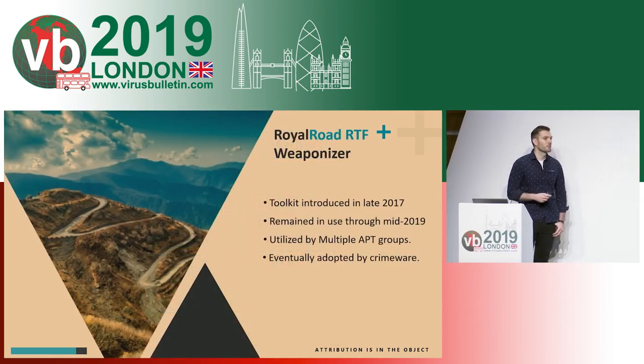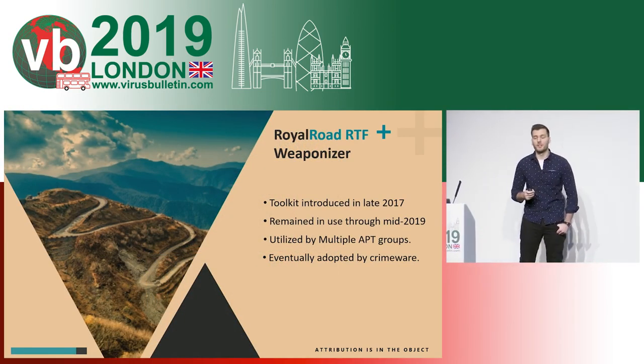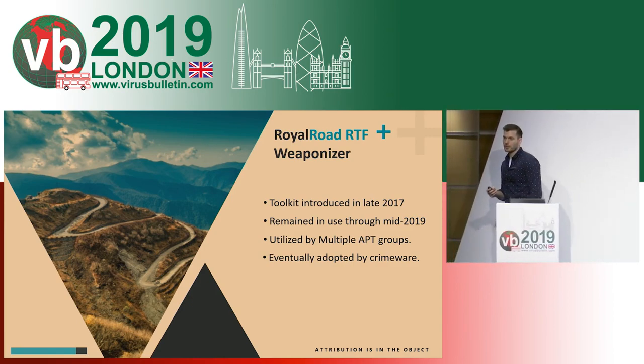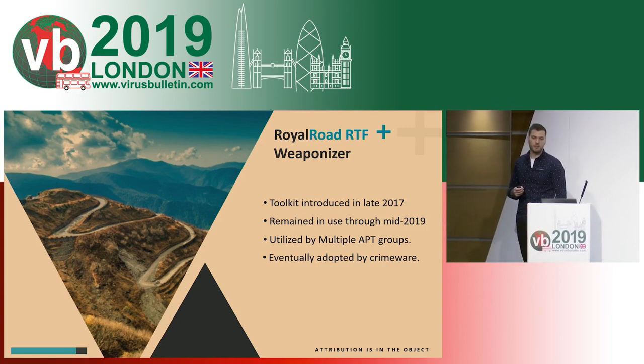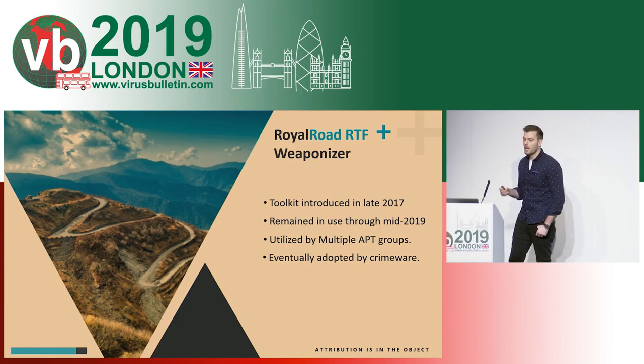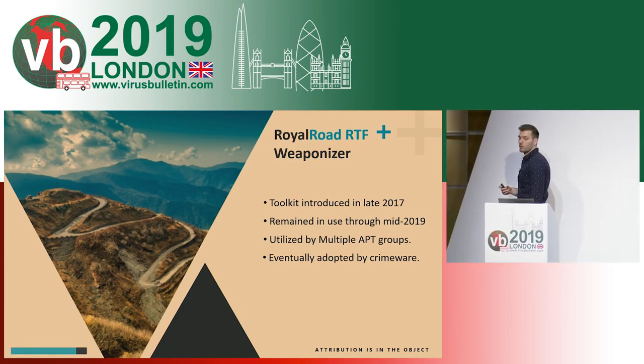So at the beginning, we promised we were going to do an APT use case. Here it is, the Royal Road RTF weaponizer. This was a toolkit introduced in late 2017, coinciding with the publication of CVE-2017-11882. It remained in use through the middle of 2019.